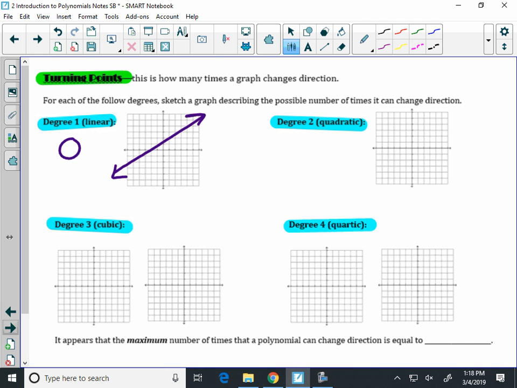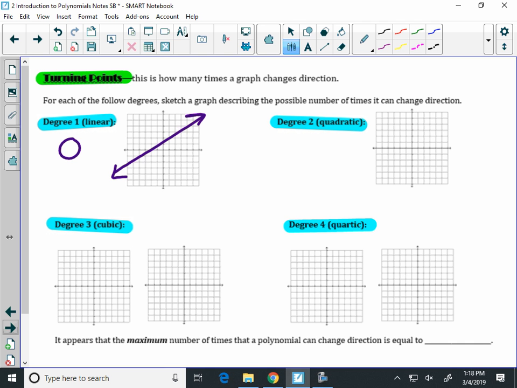And when you think about the arrows now that we know a little bit about end behavior, is 1 even or odd? Odd. So that means since it's odd degree, the arrows have to go in opposite directions. So I can't go in opposite directions and ever turn. All right, degree 2, quadratic.